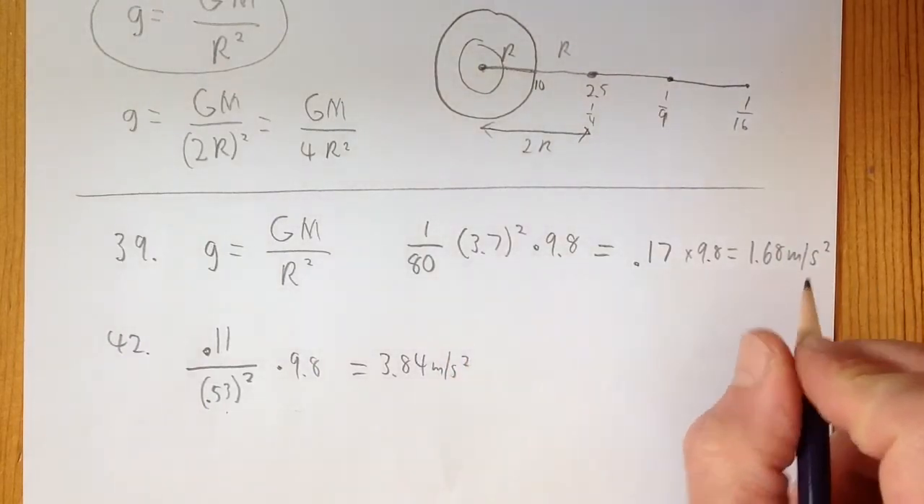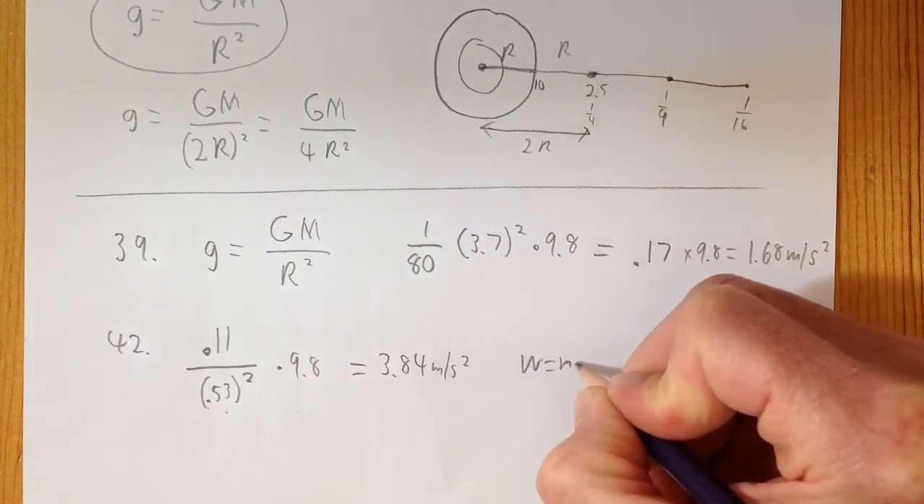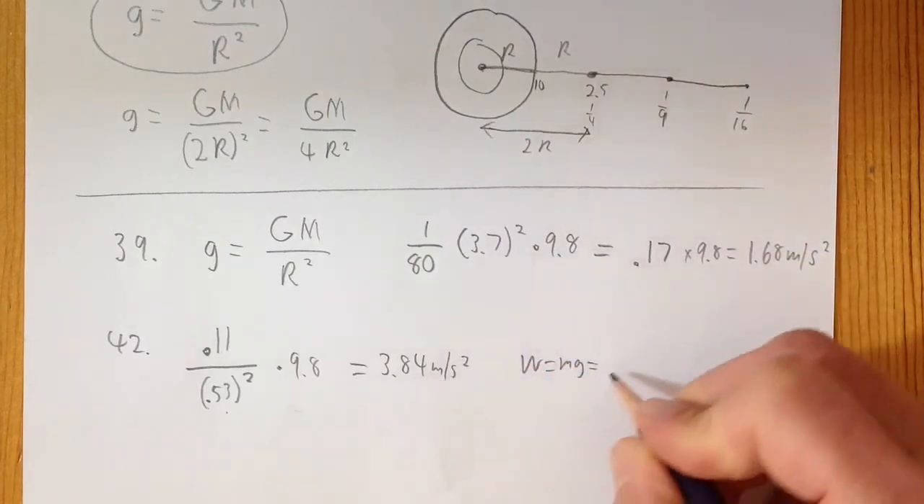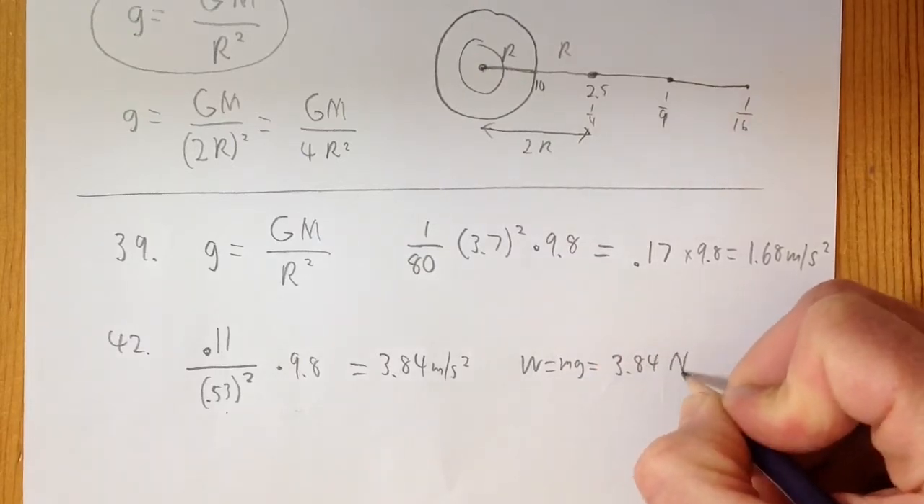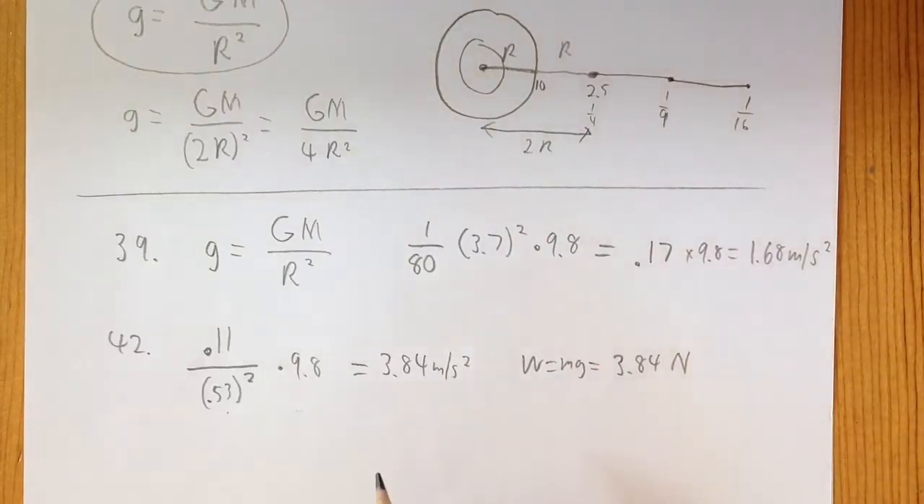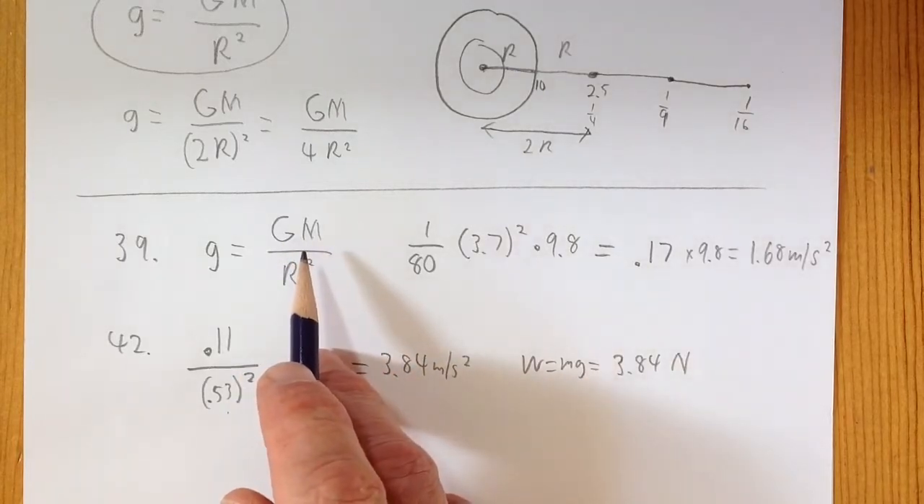They ask what would the weight of a 1 kilogram mass be? So weight is mg, so 1 times that. So it's just that, it'd be 3.84 newtons. They made the math easy, gave us 1 kilogram. So again, these are all just using ratios, knowing how this formula works.